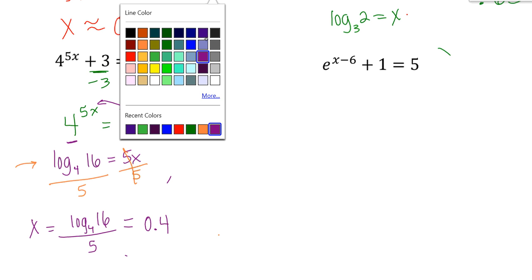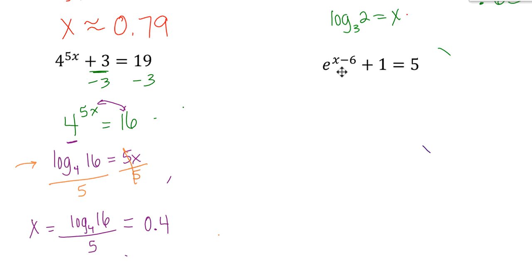Next, let's see, we've got e in it, so I know there's an ln, but I've got to get rid of this guy. He has nothing to do with the exponent. So e to the x minus 6 equals 4.